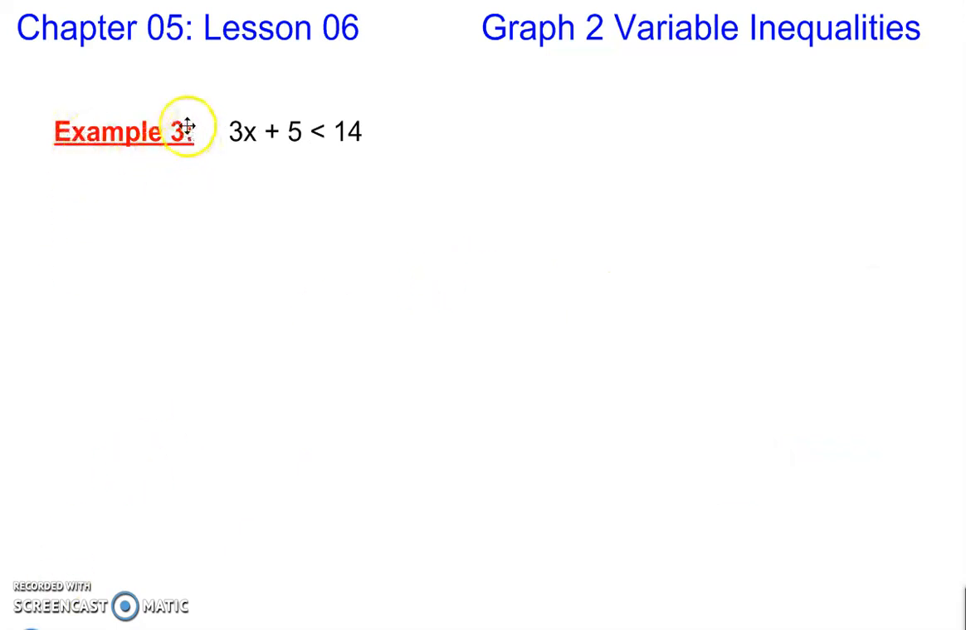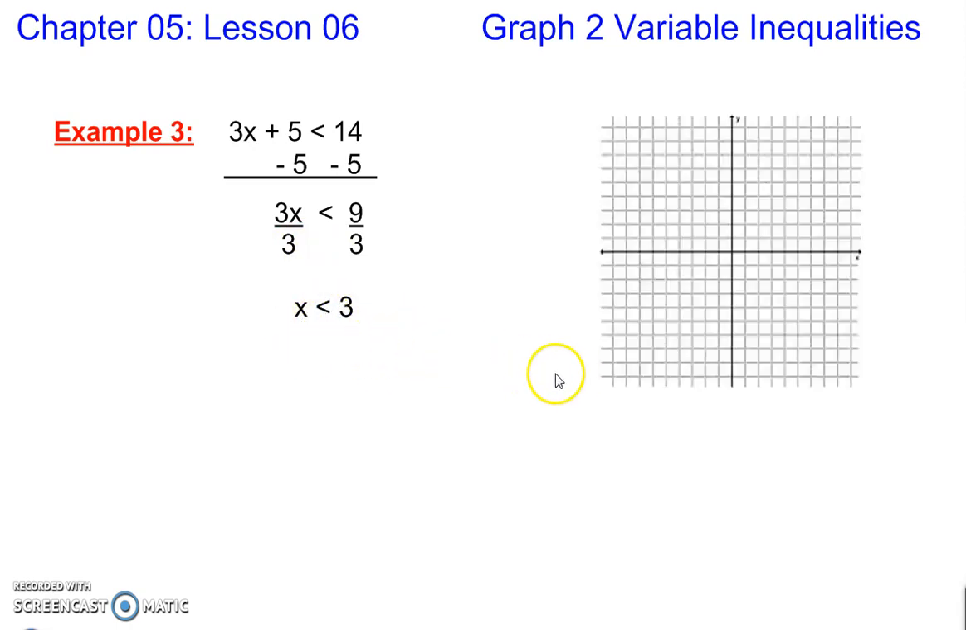For example 3, notice there is no y, so we're going to solve for x. Subtract 5 on both sides. That gives us 3x is less than 9. Then divide by 3 on each side, and we have x is less than 3. Now there's only one variable here. Remember, x equals something is a vertical line. Okay, so x is less than 3.